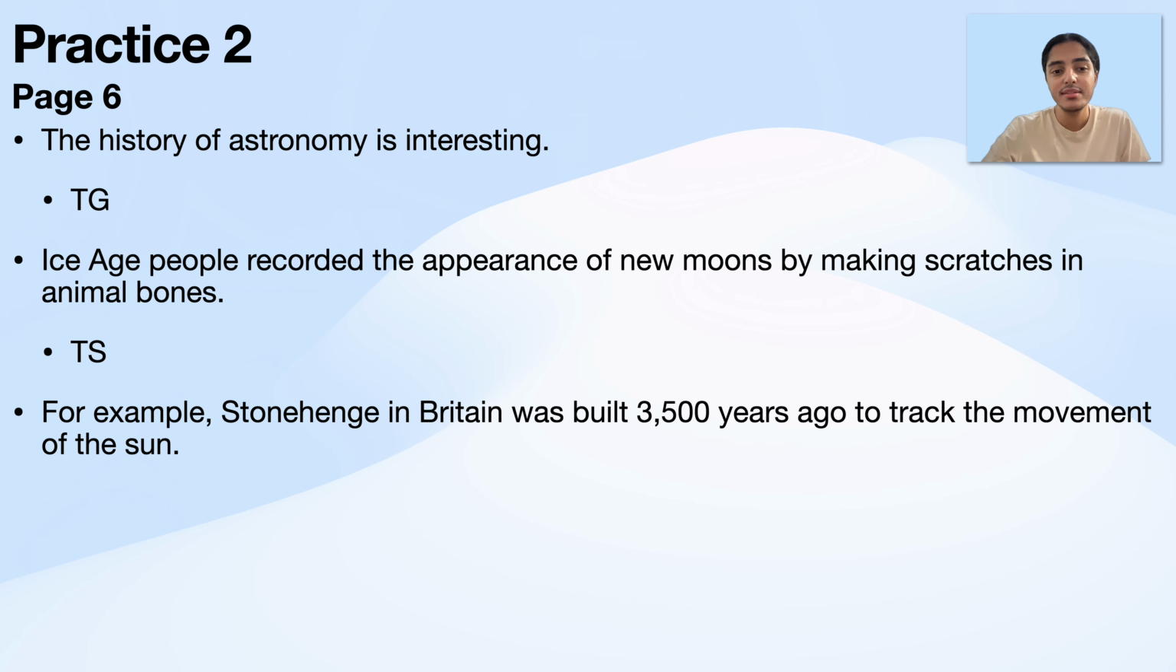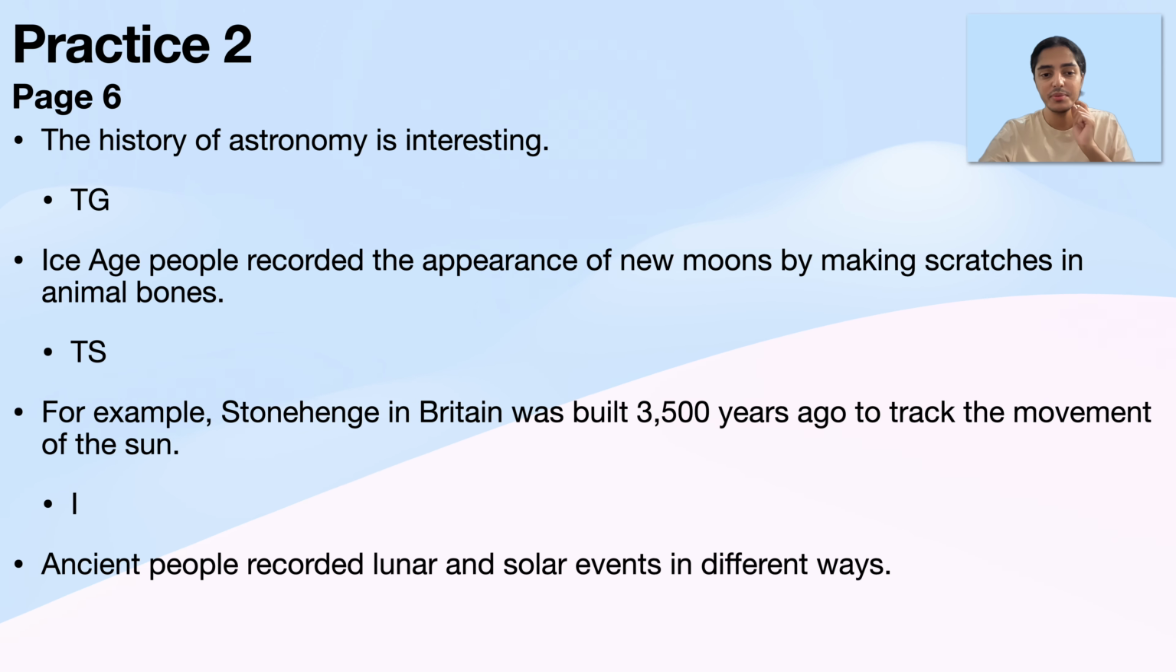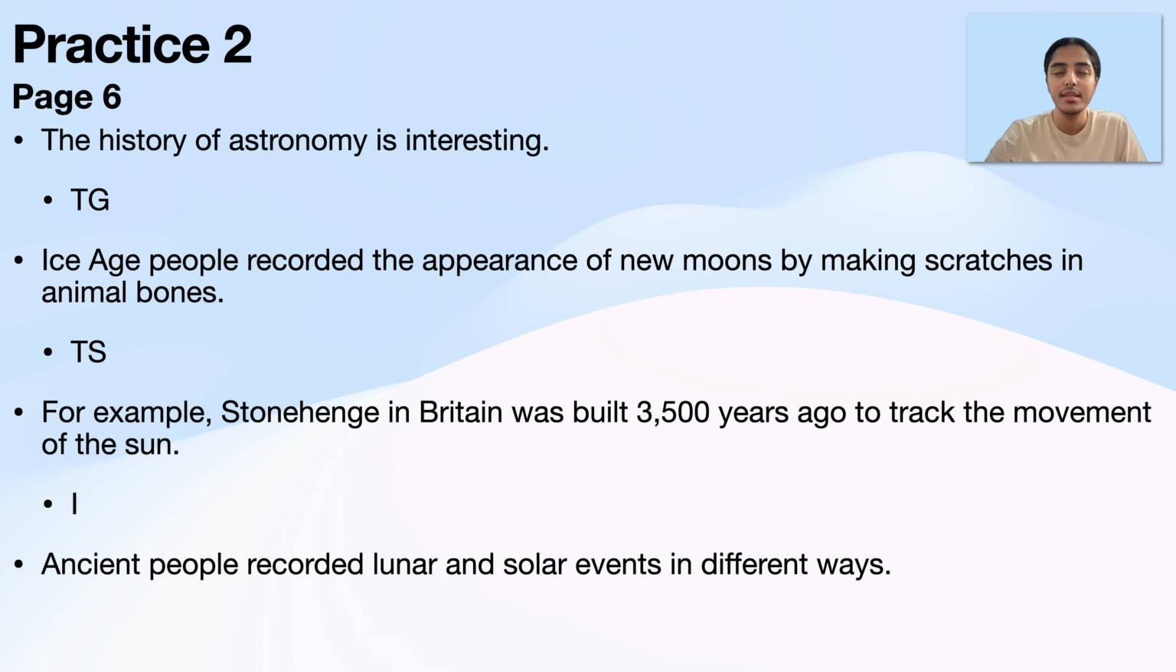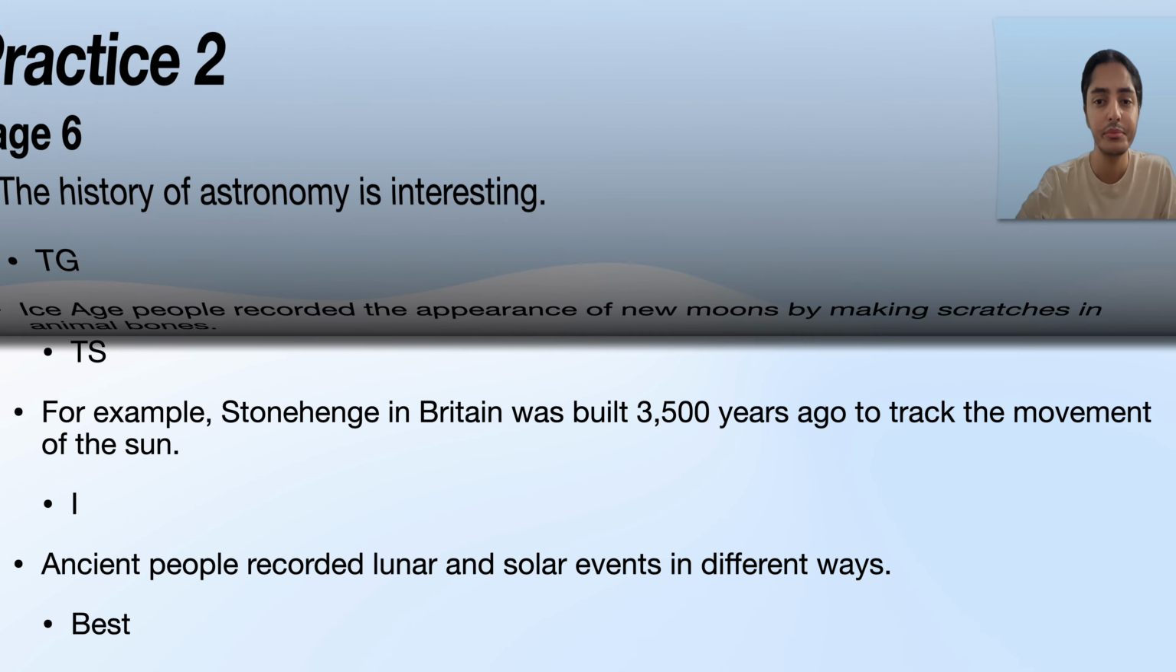For example, Stonehenge in Britain was built 3,500 years ago to track the movement of the sun. Okay, what is the idea behind it? It is not a good topic sentence. It is a supporting sentence because it has "for example," okay? So it is incomplete. I don't like it as a topic sentence. Ancient people record lunar and solar events in different ways. Yes, that's it. That's a nice topic sentence.